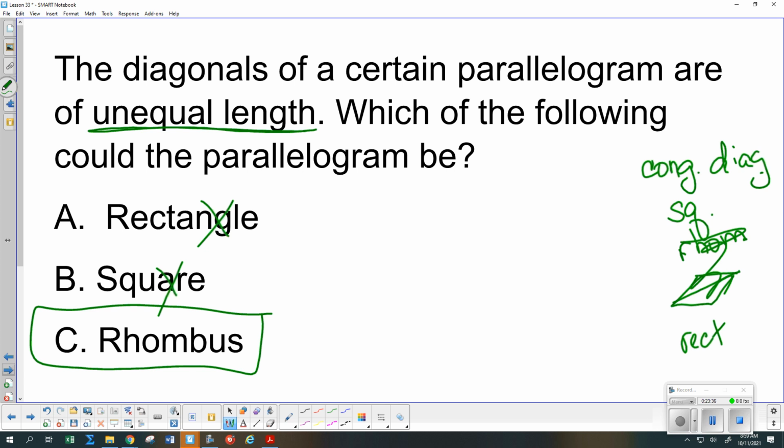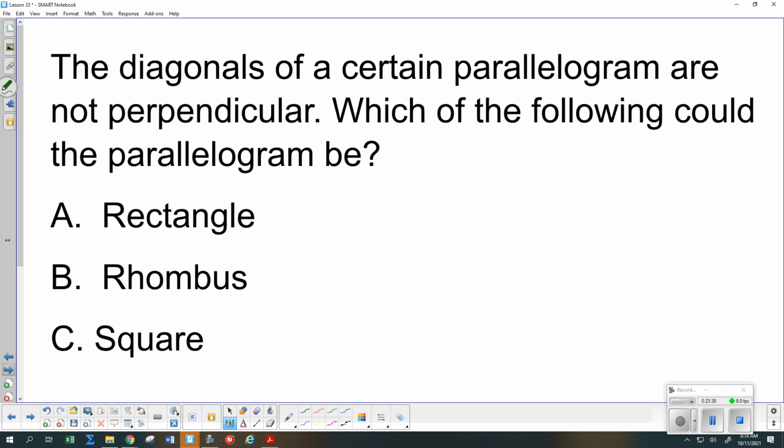Okay, another one. Got 3 out of this group, and then we'll do some things about trapezoids. Okay, now the diagonals are not perpendicular. So now look at those notes. In which ones are the diagonals perpendicular? Which ones make right triangles in there, Dylan? So everybody good? Thumbs up, thumbs down. Square and rhombus sound right?